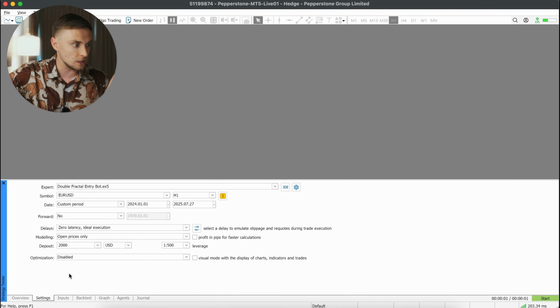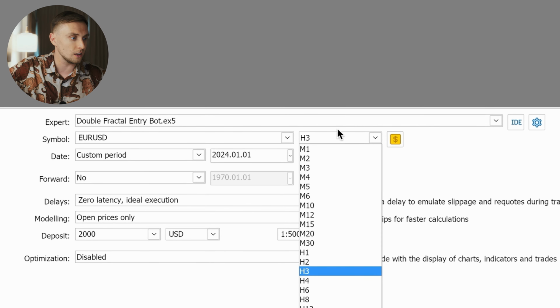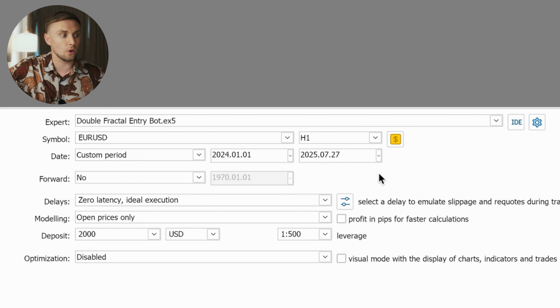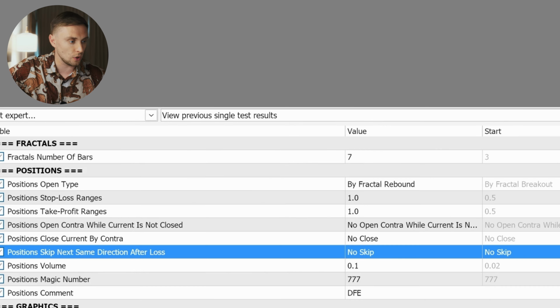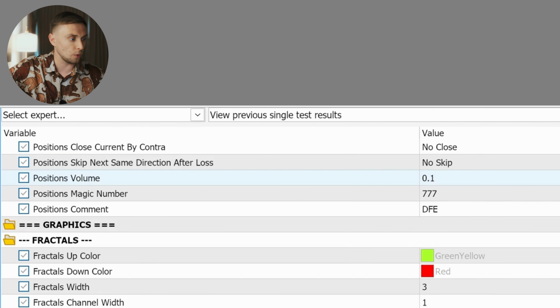So I did the optimization. Let me show you just like a result. So a time frame H1, this was from the beginning of 2024 until today. This is the 27th of July. Starting deposit $2,000, and I put the starting position volume 0.1.